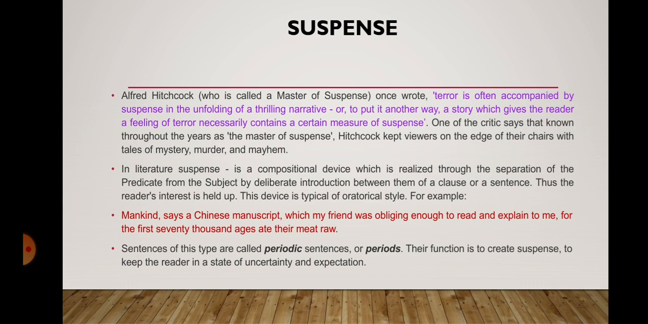For example, "Mankind," says a Chinese manuscript, which my friend was obliging enough to read and explain to me, "for the first 70,000 ages ate their meat raw." Sentences of this type are called periodic sentences or periods. Their function is to create suspense, to keep the reader in a state of uncertainty and expectation.